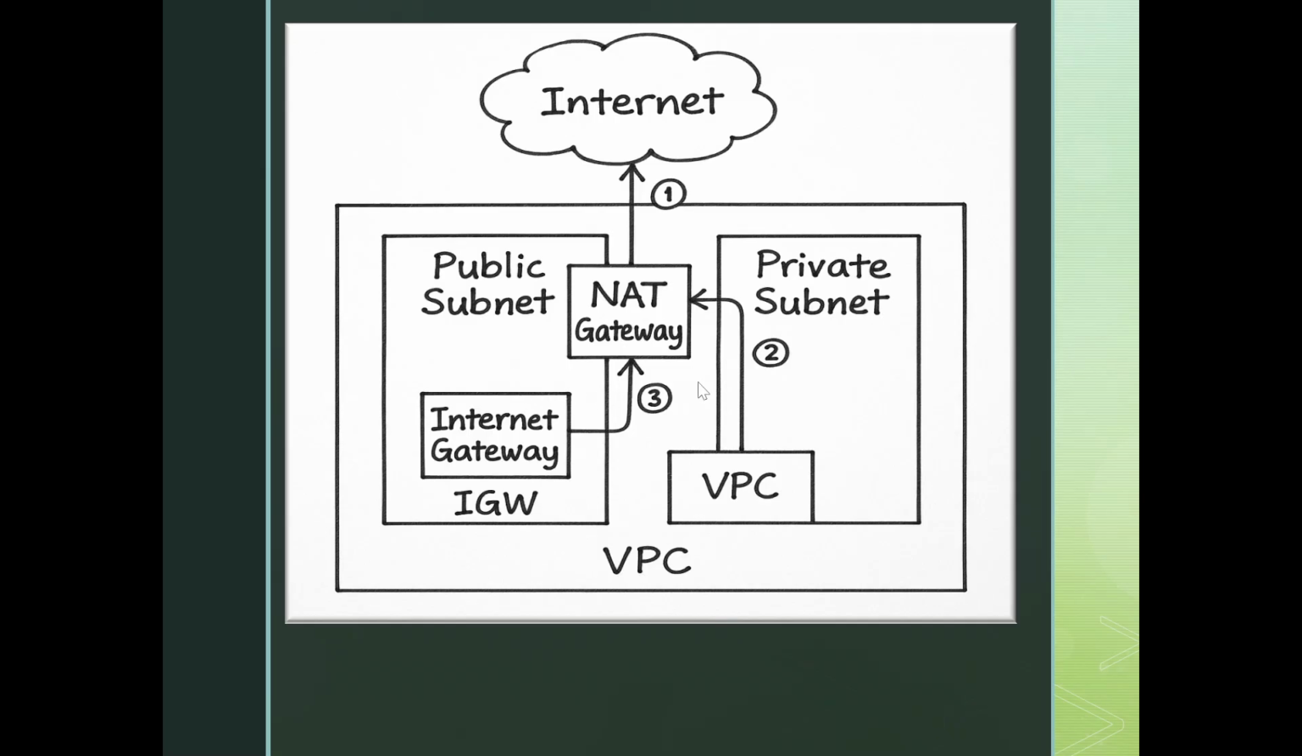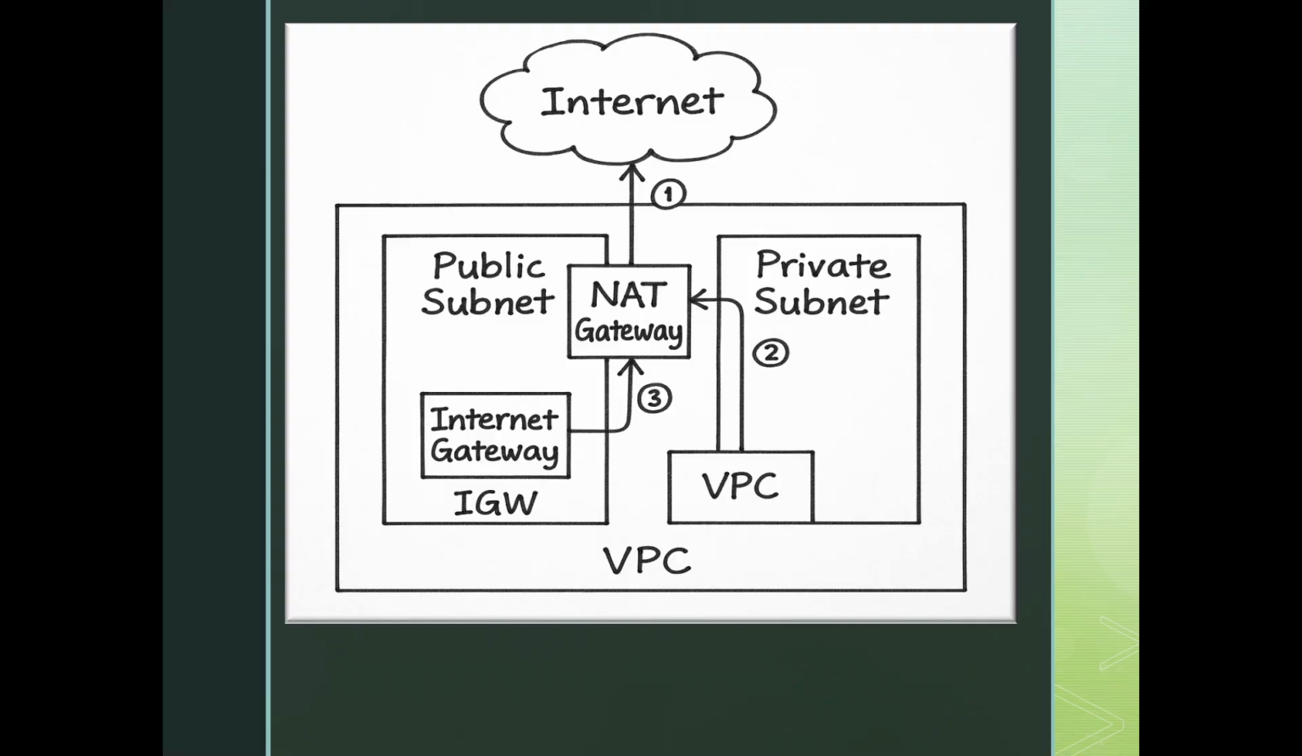So this is line marked 2. Here you can see. Now next step, the NAT gateway forwards traffic to the internet. Once the traffic reaches the NAT gateway, the NAT gateway performs source NAT. It replaces the private IP address with its own public IP. So now traffic is passed to the internet gateway and finally reaches the internet.